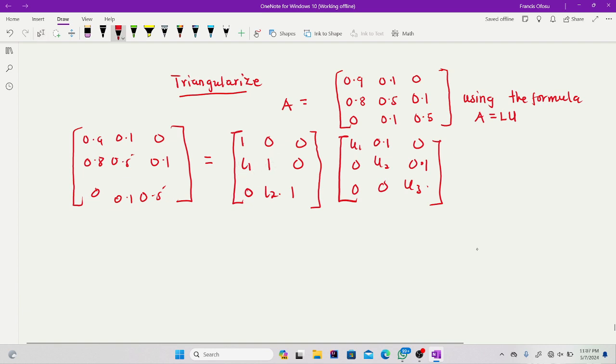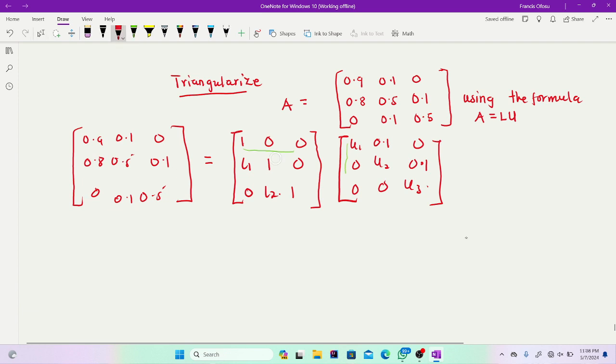To do this, this is a simple matrix equation. I need to find L1. I need to find L2. Likewise U1, U2, U3, right? So what do I do? When I multiply this row by this column, I'm supposed to get 0.9, right? Likewise, when I multiply this by the second column, I'm supposed to get 0.1 in that manner. So I'm going to use this matrix multiplication approach for us to solve for the unknowns here.